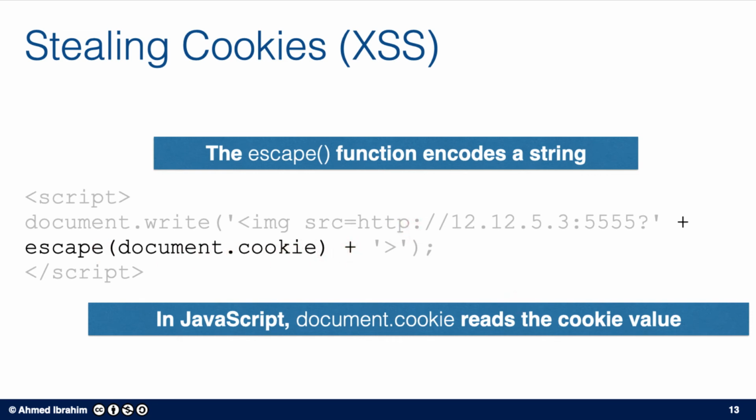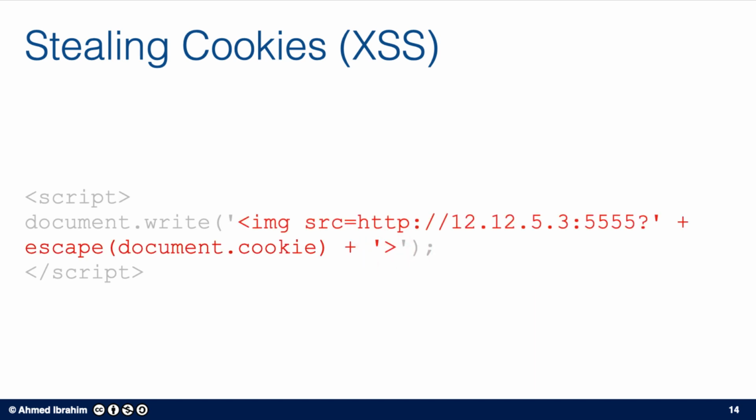So this here will be http://12.12.5.3 at port 5555, question mark, and then there will be a string that is the representation of that document cookie, and then we will close this image tag such that this will be the complete information for that image tag.